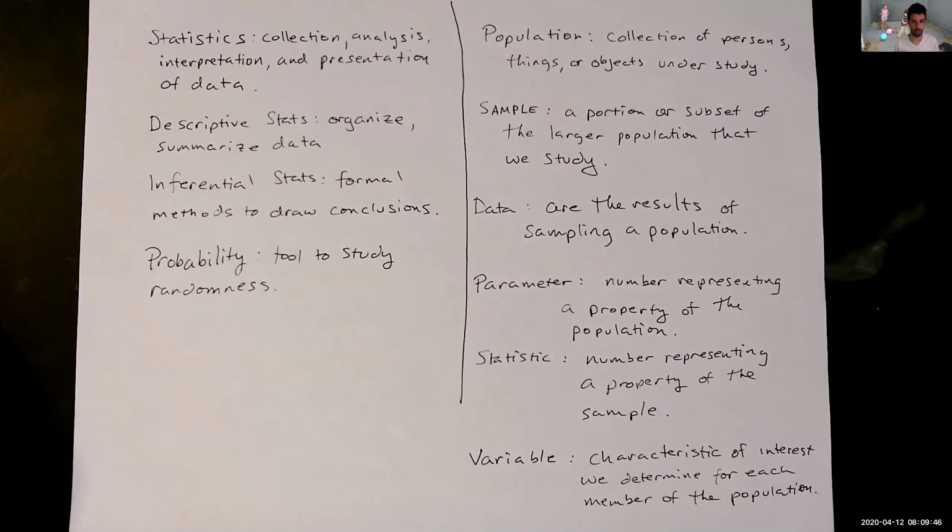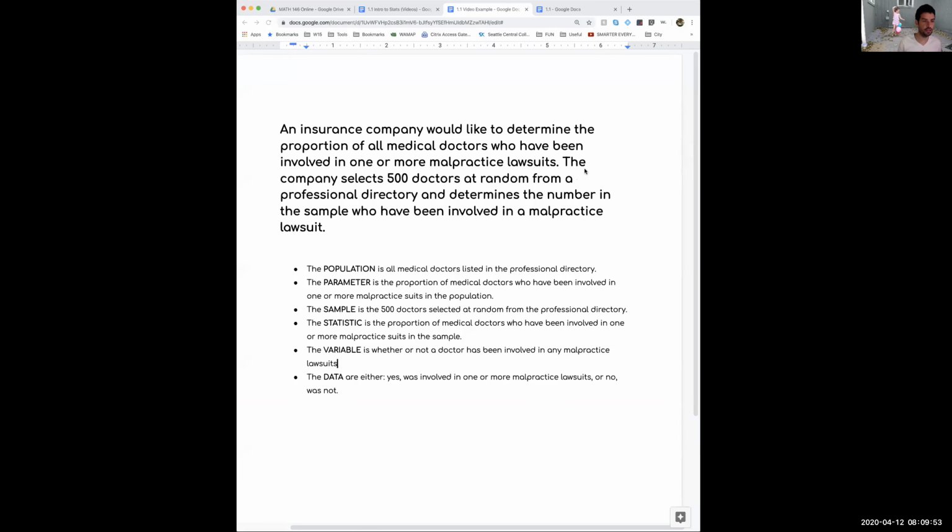So let's take a look at this document. There we go. So here's our example. We have an insurance company that is wanting to determine the proportion of all medical doctors who have been involved in one or more malpractice lawsuits. So the company selects 500 doctors at random from a professional directory and determines the number in the sample who have been involved in a malpractice lawsuit. So in this example, we're going to identify each of those pieces.